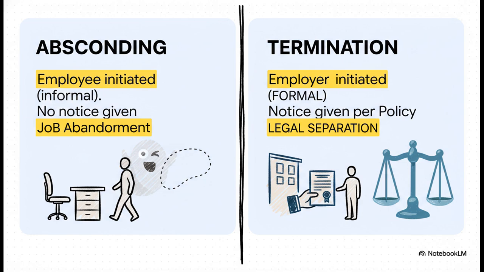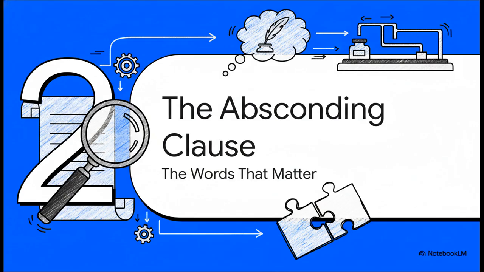And this is a really important distinction to make. Look at the difference here. Termination, that's the company's move. It's a formal process, they kick it off. But absconding, well, that's seen as an action initiated by the employee. It's basically job abandonment. And believe me, that difference is absolutely crucial because it dictates the entire process and what consequences can legally follow.